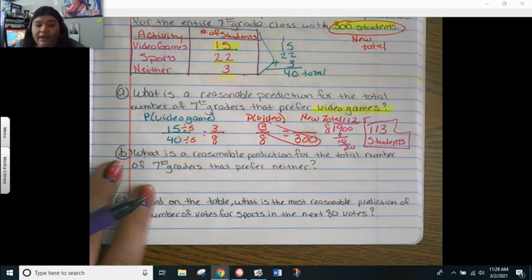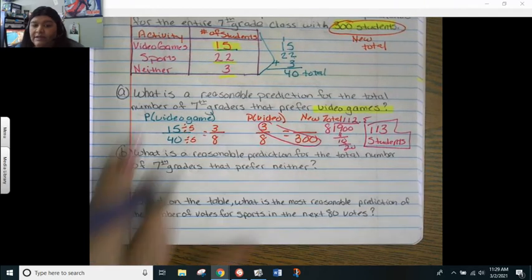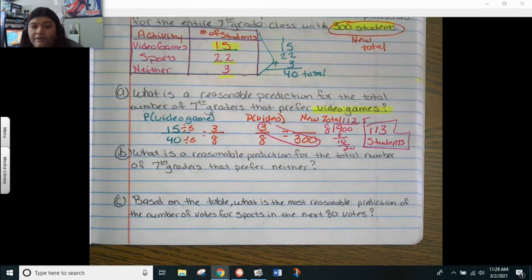Okay, go ahead and write letter B down. And we're using the same table, okay? But give yourself some room there. And press play when you're ready. Letter B. What is a reasonable prediction for the total number of 7th graders that prefer neither?